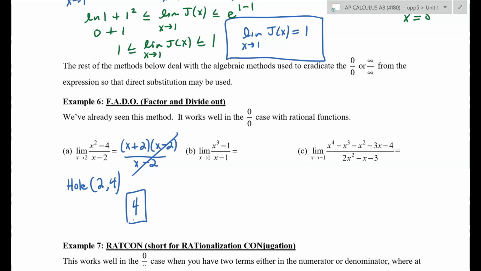Quick question. Am I allowed to plug 1 into this one? I'm allowed to plug it in, but is it going to work? What's going to happen? Either a hole or an asymptote, right? Do I know which one? I don't. Okay, so what do we need to do? Well, we got to factor it out, right?